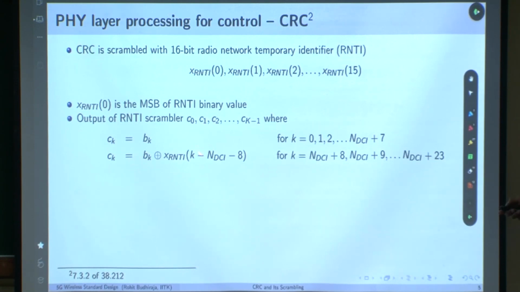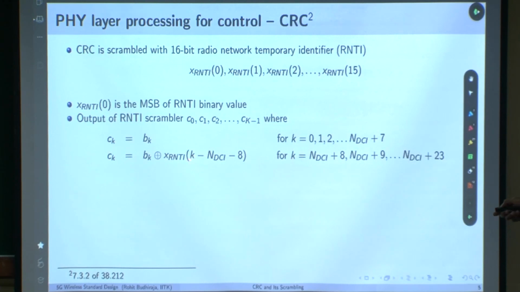And how are we scrambling? This is this BK, right? Where is this index K running from? NDCI plus 8 to NDCI plus 24, right? So the last 16 bits we are scrambling, that's what it is. And if you feed in over here, where is this K running from? K will run from NDCI plus 8.